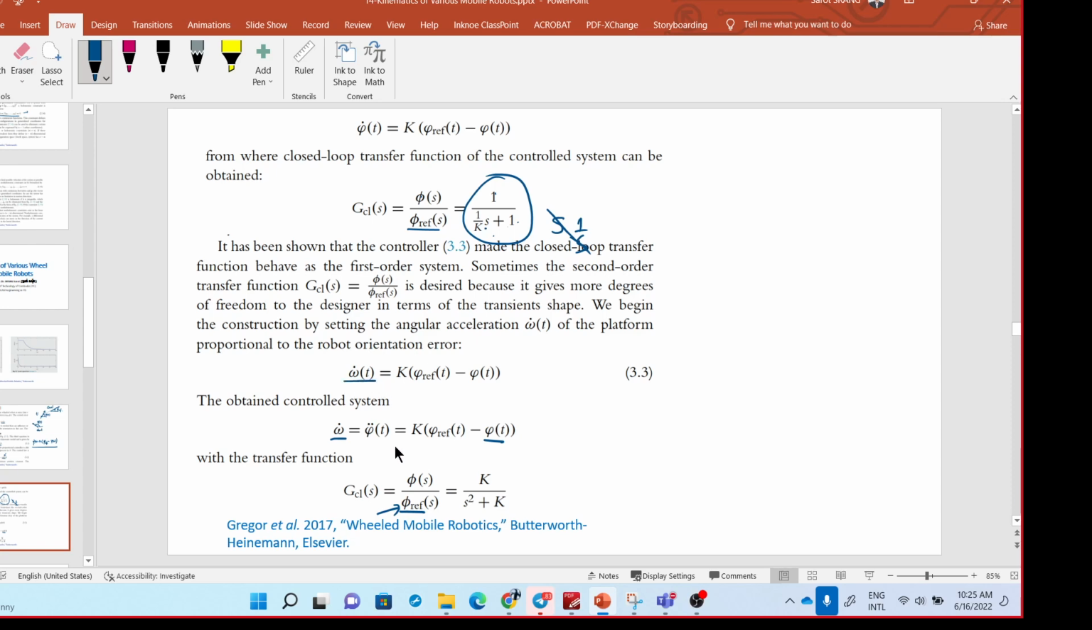Here is the feedback actually, the control law of the feedback, because we measure the actual angle, and then we calculate the error based on that measure, and then we generate different velocity and different acceleration, something like that. So this is feedback.